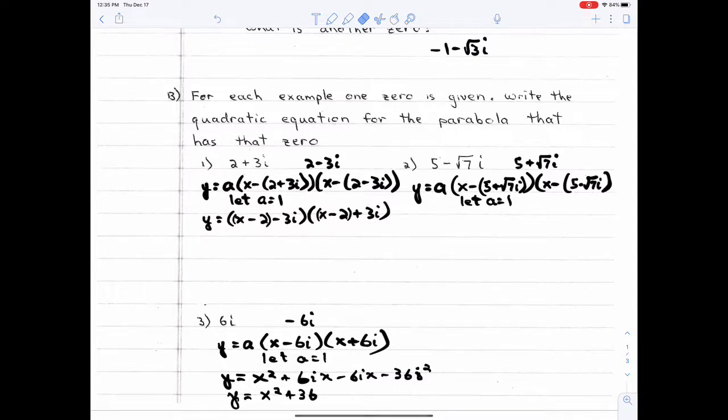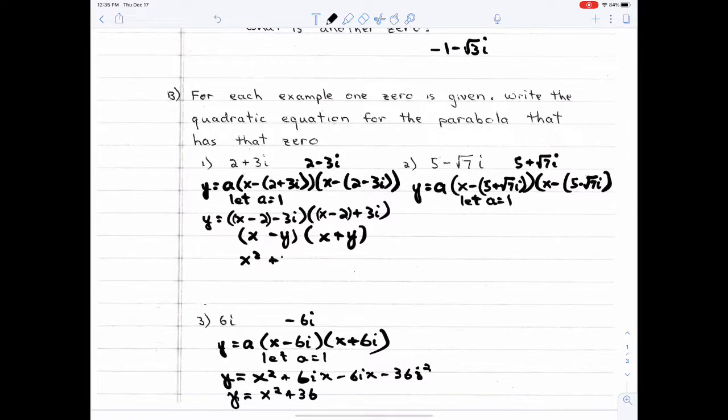It's like saying you have x minus y times x plus y. What happens? You get x squared, the middle term goes away, right? Because you'd have plus xy, and then distribute the negative y, minus xy, and then minus y squared. That middle term goes away.